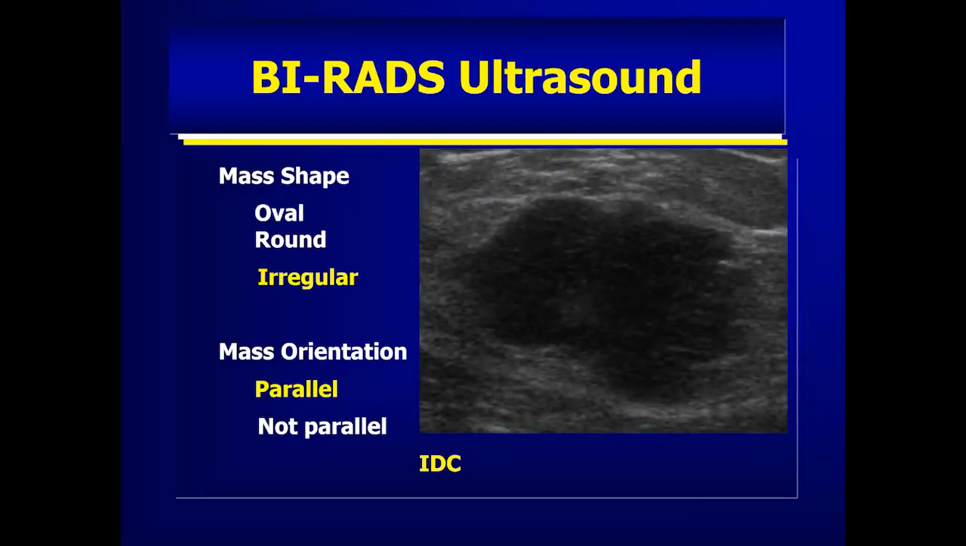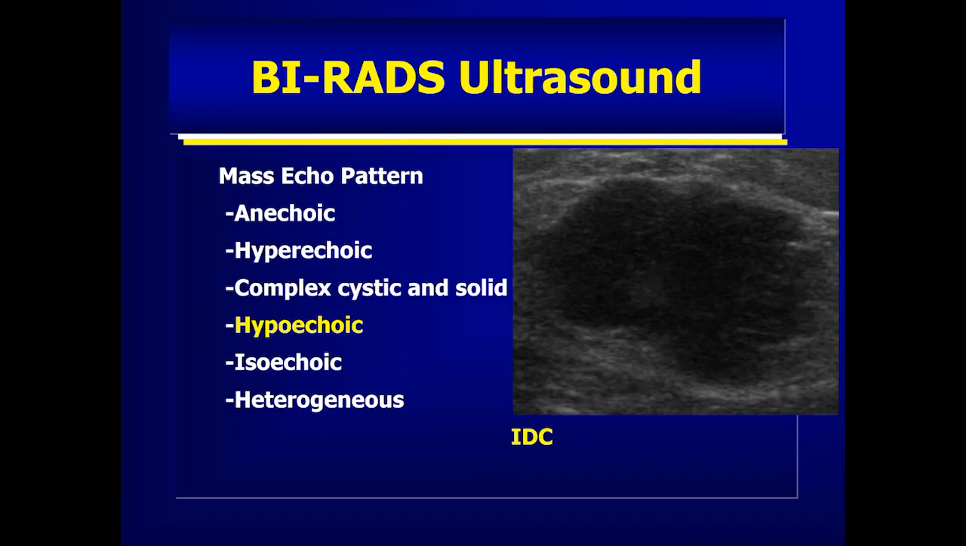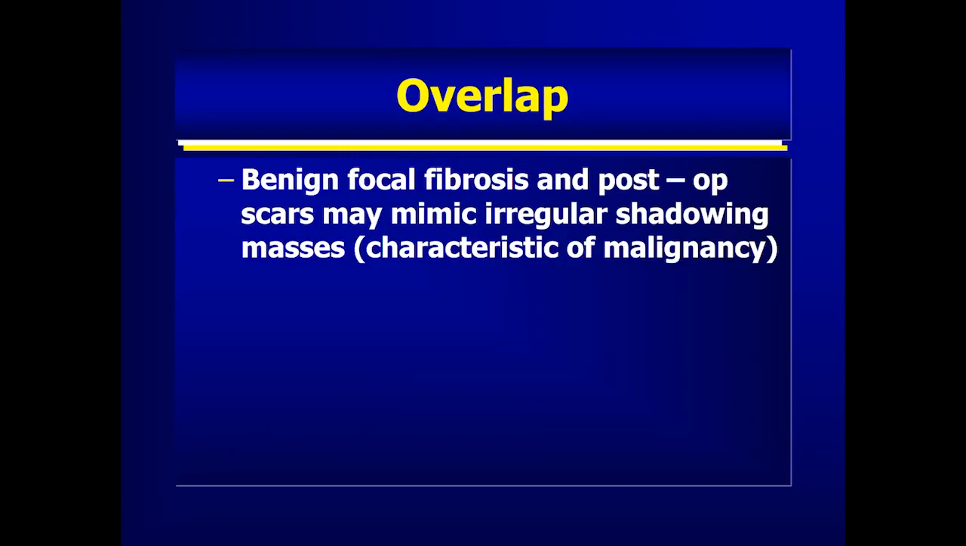So when we look at BI-RADS, if we were to look at this case, it's irregular and it's parallel. This was invasive ductal carcinoma. In this particular case, we can say the margins are not circumscribed, they're indistinct. And again, this was invasive ductal carcinoma. And as we discussed, most breast lesions will be hypoechoic, and this was definitely hypoechoic invasive ductal carcinoma.